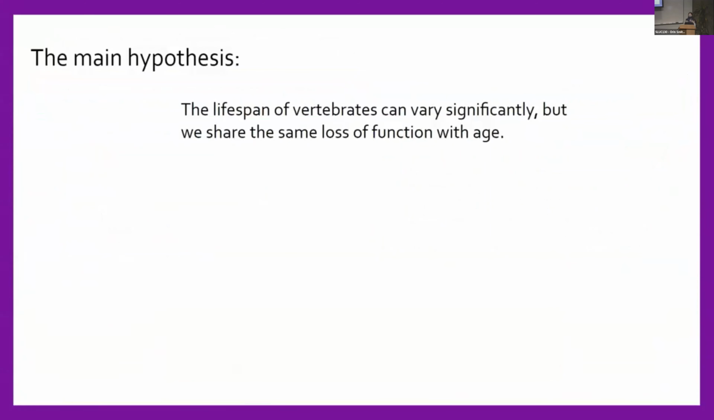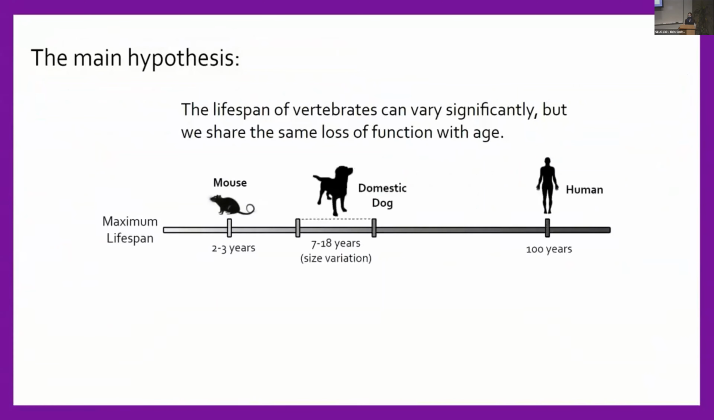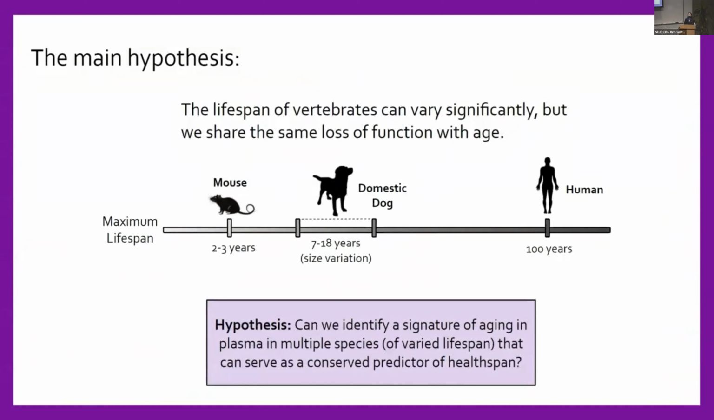And so our main hypothesis here: the lifespan of vertebrates can vary significantly, but we all share the same loss of function as we age. And so if you take some really different species, humans for one, mice, which have been a workhorse of aging research as far as vertebrates go for a long time, and now the domestic dog, which has a different lifespan and shares a similar environment to humans, can we identify a conserved signature of aging across all three of these species, which have different lifespans, that may serve as a conserved predictor of health span?